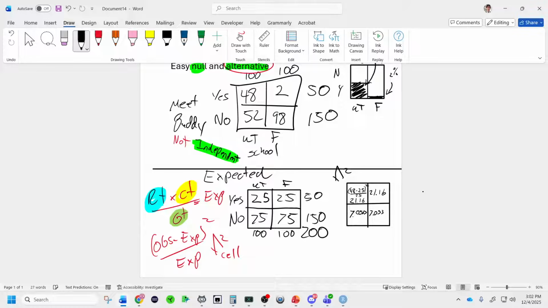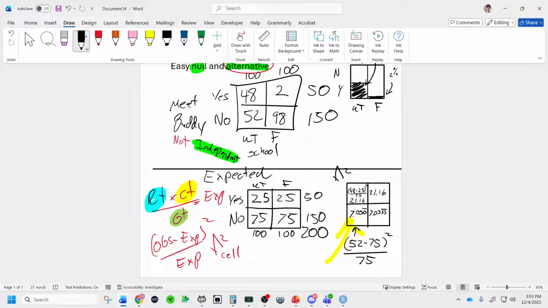7.0533. I think that's it. Let's check these down here. The formula for that one, we'll check my work, is going to be observed of 52. Does everyone know we're talking about this formula? 52 minus 75 quantity squared over 75.